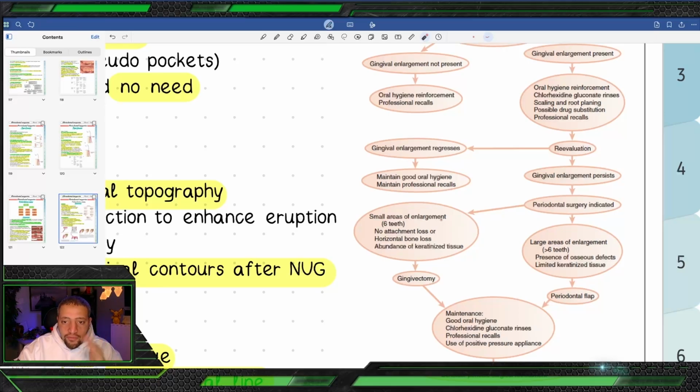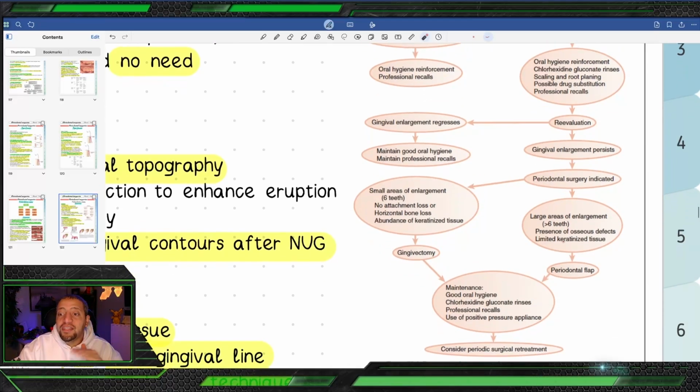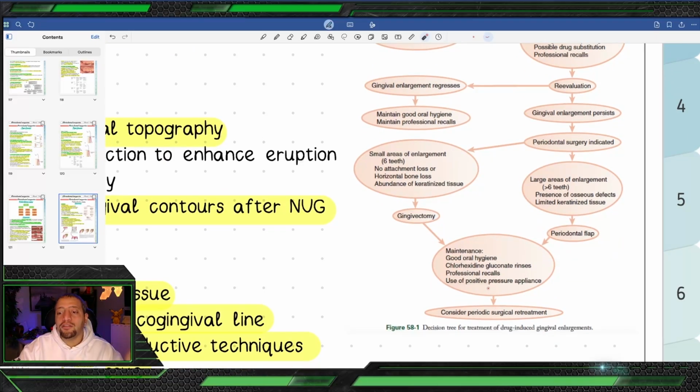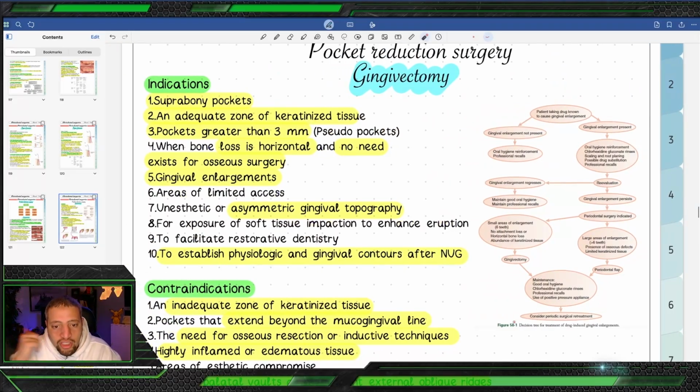For a small area of enlargement, less than 6 teeth, no attachment loss, horizontal bone loss, adequate keratinized gingiva, we are going to do what we call gingivectomy. If it's more than 6 teeth, and we have some osseous defect and limited keratinized gingiva, we are going to call it a periodontal flap. And then maintenance, and consider periodic surgical retreatment if the patient is following oral hygiene and he cannot change his medication.